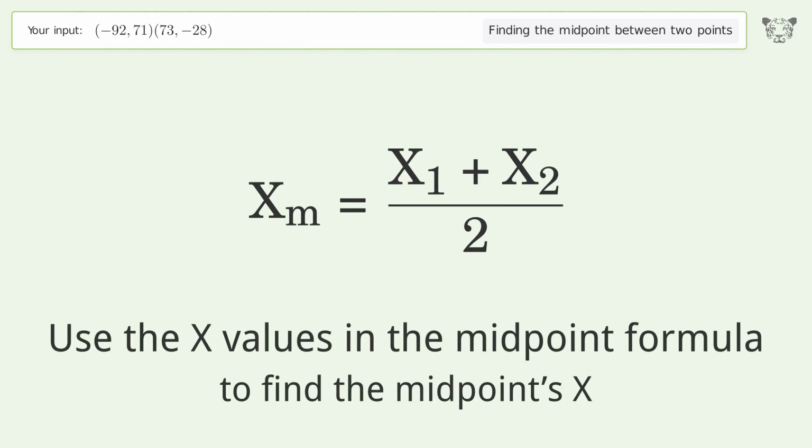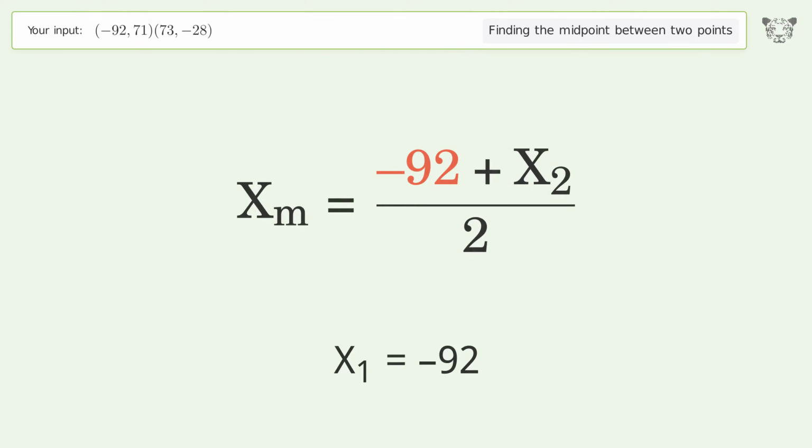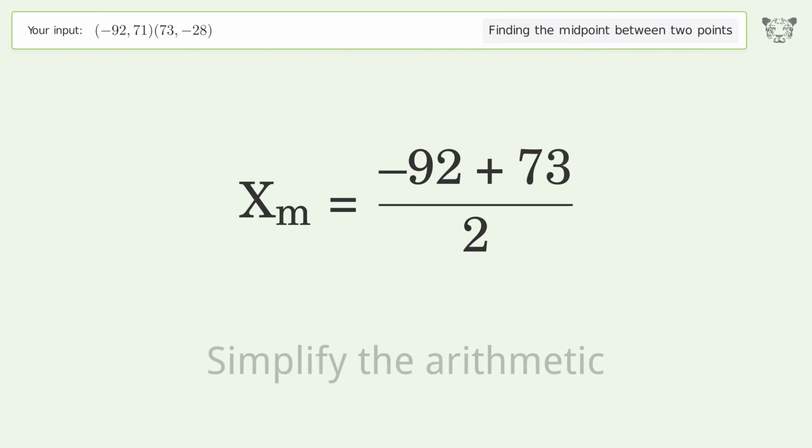Use the x values in the midpoint formula to find the midpoint's x. x1 equals negative 92. x2 equals 73. Simplify the arithmetic.